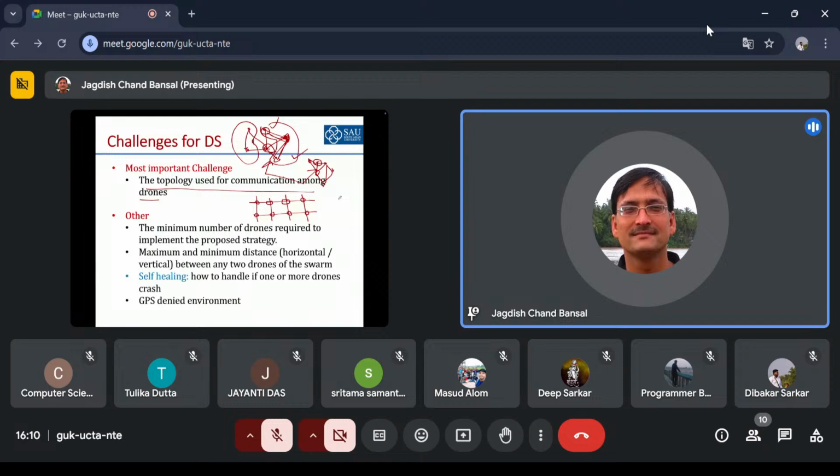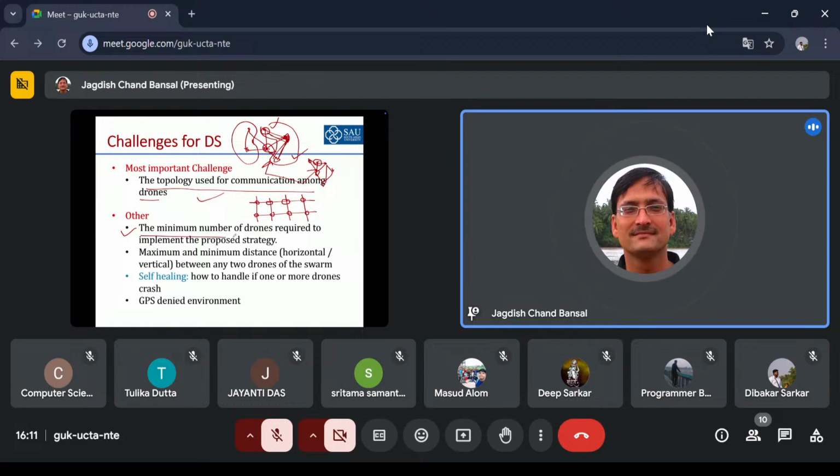And this is one of the most important challenges, based on the number of drones, based on the mission, based on the configuration of the drones, and based on the problem. So communication topology is not the unique one. It will keep on changing based on the available information or available resources. All the points here are actually research topics in the field of the drone swarm.